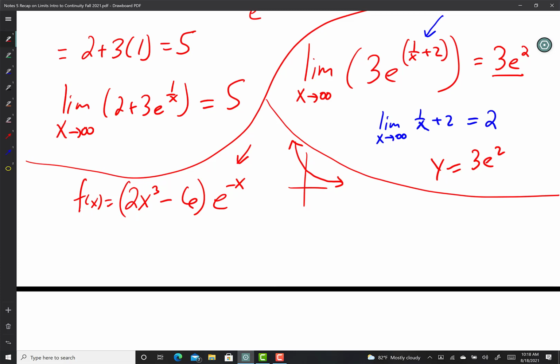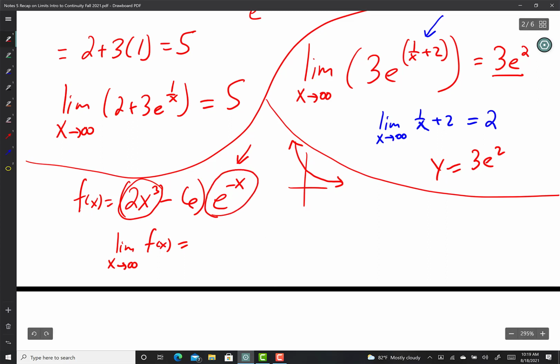Okay, I think we're ready now. So now, let's do the limit as x approaches positive infinity of that function. Well, my dominant term is 2x cubed, so that's just positive infinity there. But notice that this guy is approaching 0, so it doesn't matter how big that 2x cubed is, that e to the negative x, because I'm approaching practically 0, any number times 0 is going to be 0.